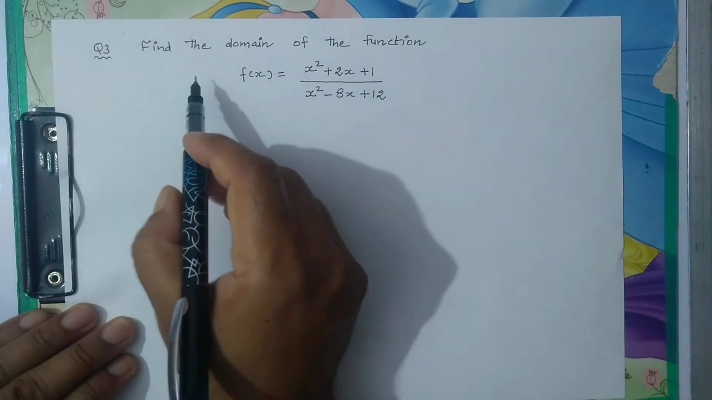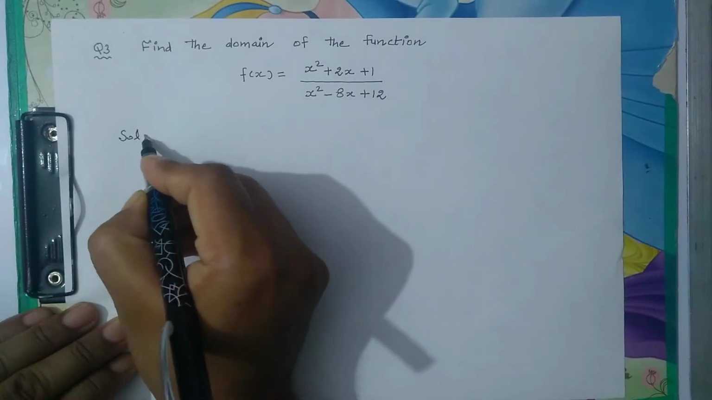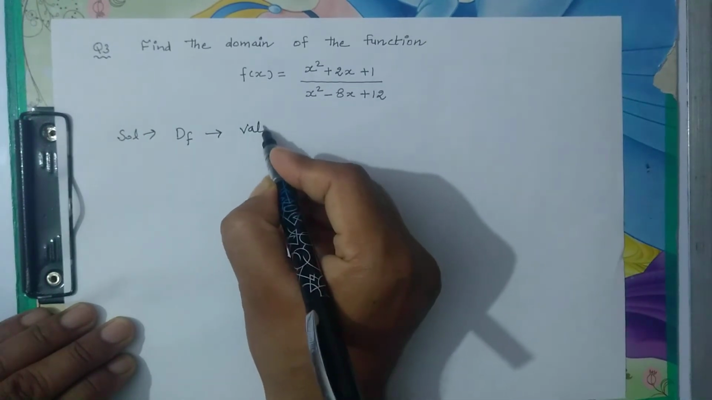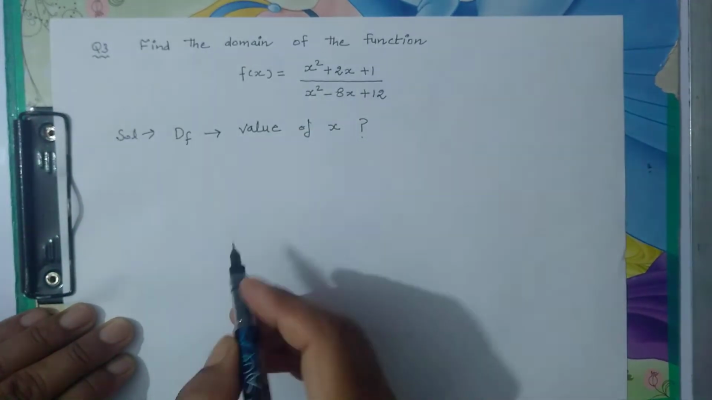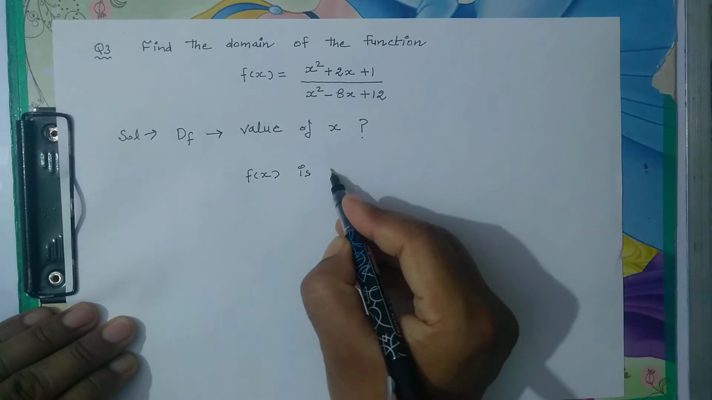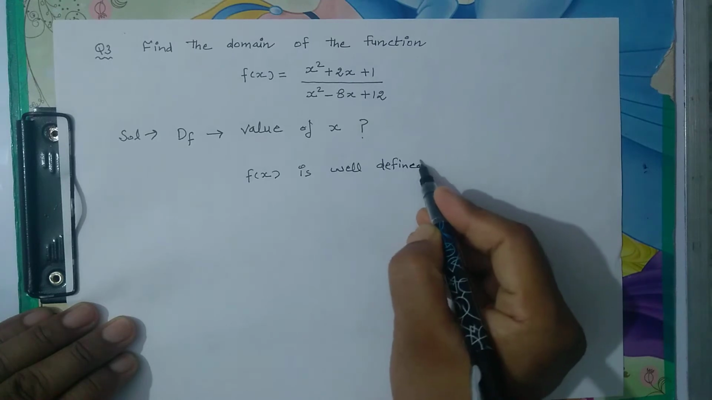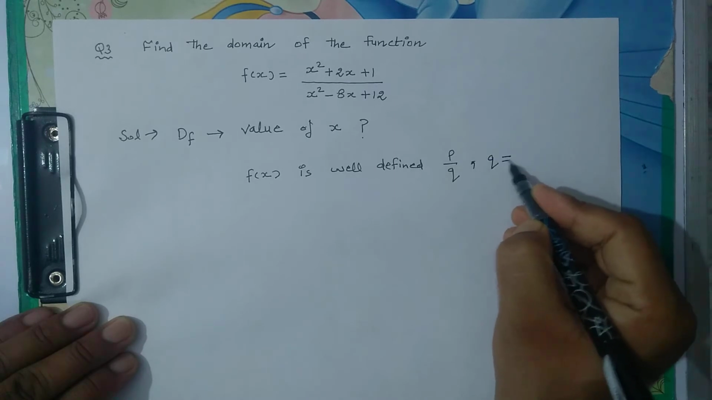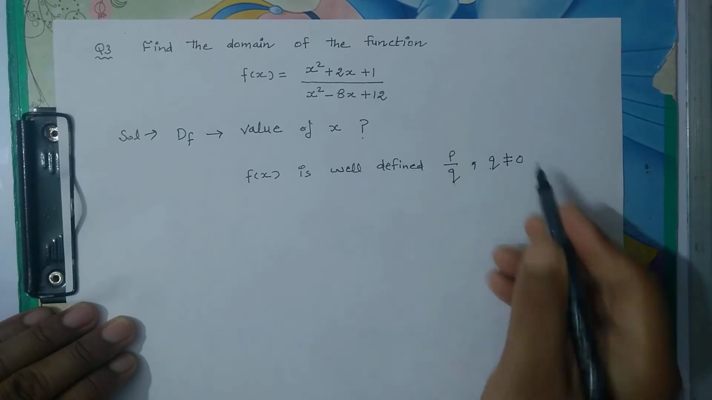Now question number 3, find the domain of the function. So domain of the function means value of x. So here the function f of x is well defined when p upon q is not equal to 0. Quotient function, denominator should not be equal to 0.